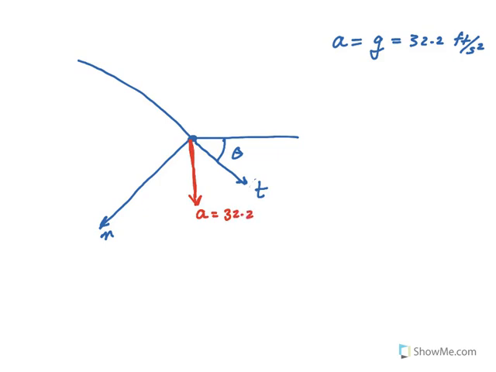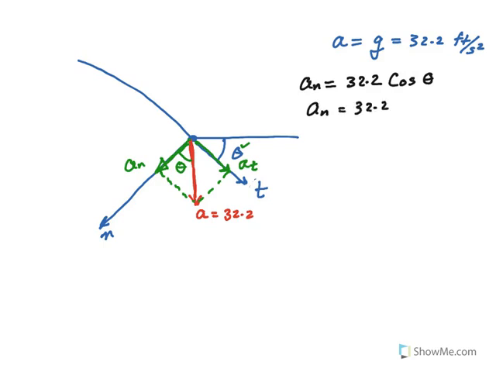How much of that gravity is along the normal axis? If you project it along normal and tangential, this would be the normal component and this would be the tangential component. I need the normal component. If this is theta, this would also be theta. So clearly, a sub n in this picture is g, which is 32.2, times cosine theta. And theta we already determined to be 47 degrees.